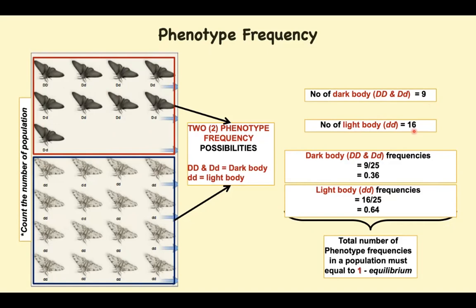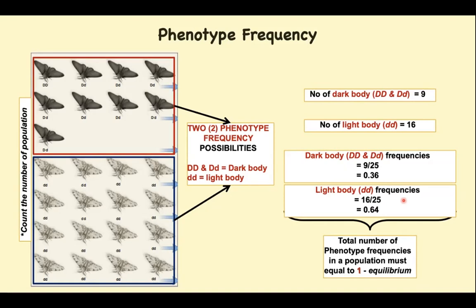So how do you count the phenotype frequency? So dark body punya frequency is 9 over the total. So 9 over 25, you get the frequency of 0.36. This is the frequency for dark body. Kalau light body pula 16 over 25, and what do you get? You get 0.64. Okay? Any questions so far?